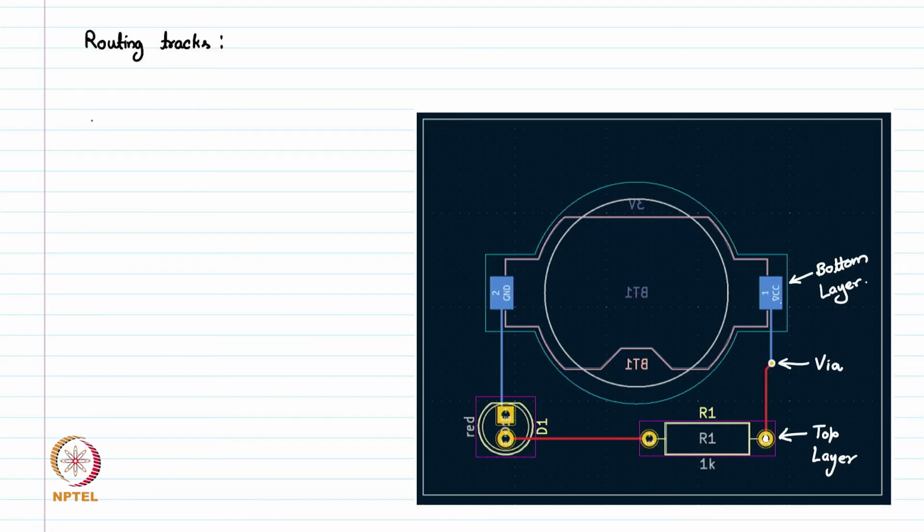So here notice that the active layer automatically changed from FCU to BCU.